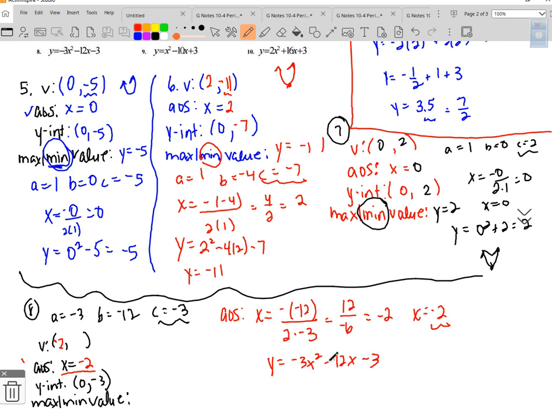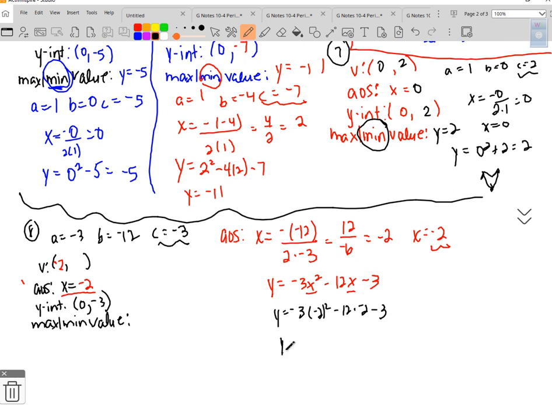So we're going to plug in negative 2 here and here. Negative 3 times negative 2 squared minus 12 times negative 2 minus 3. You can do that on your calculator. You're going to get negative 3 times 4, which is negative 12, plus 24. 12 minus 3 is 9.